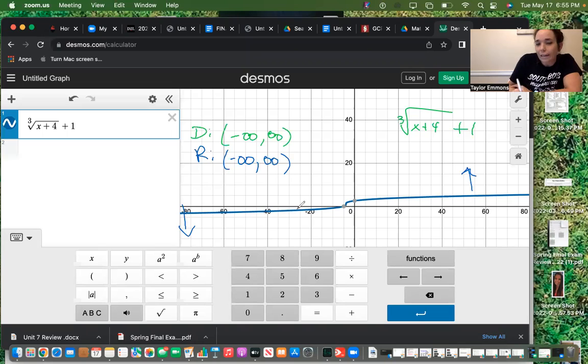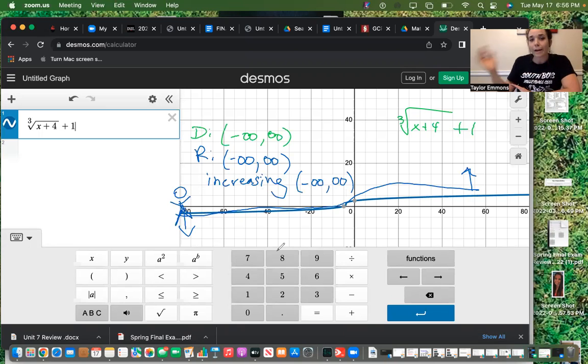So is this function increasing or is it decreasing? Well, it's going up the entire time. You want to think about reading from left to right. That's how you normally read, right? So if you started over here, then you're going up the entire time. So it's increasing the entire time, from the left to the right. It's kind of like Goliath.